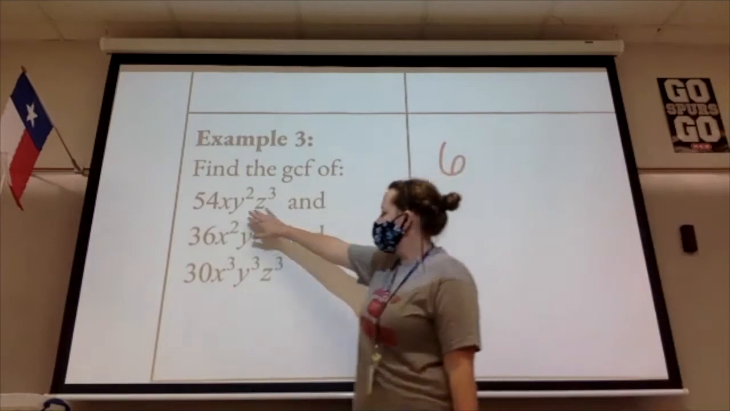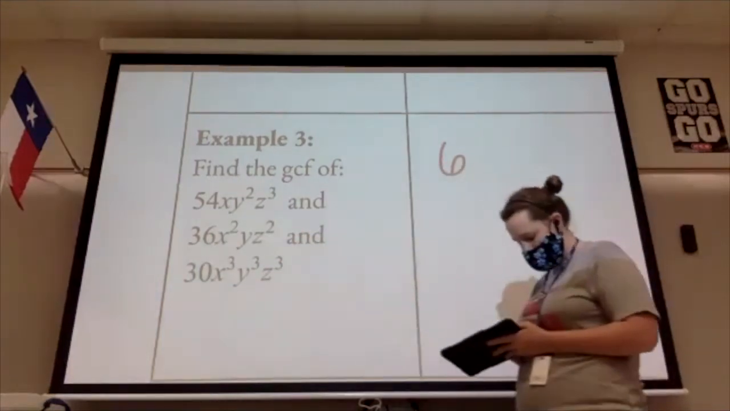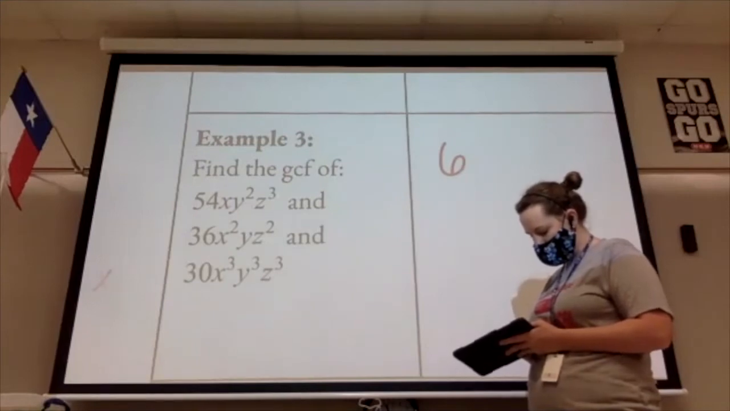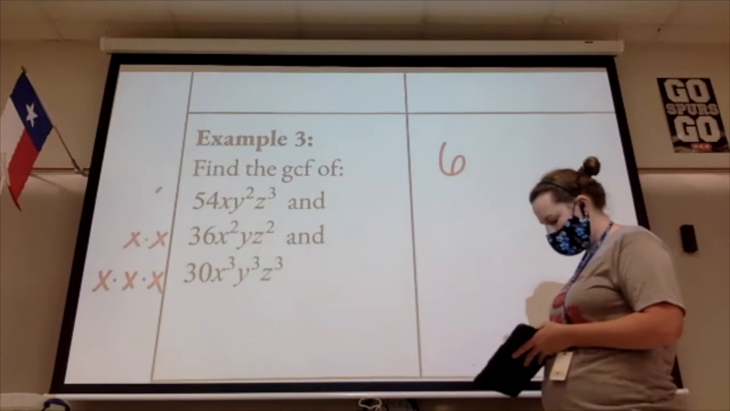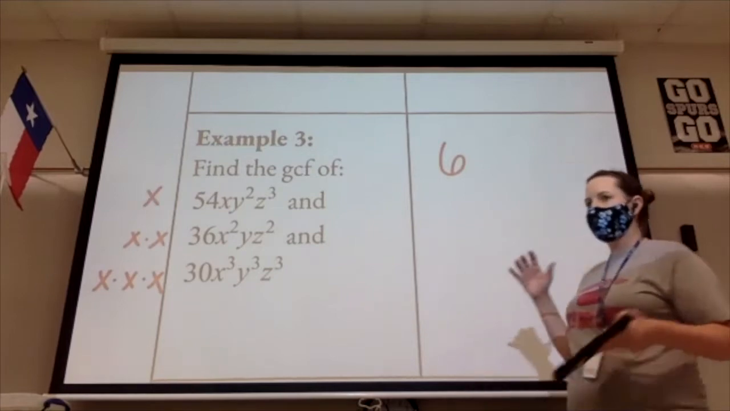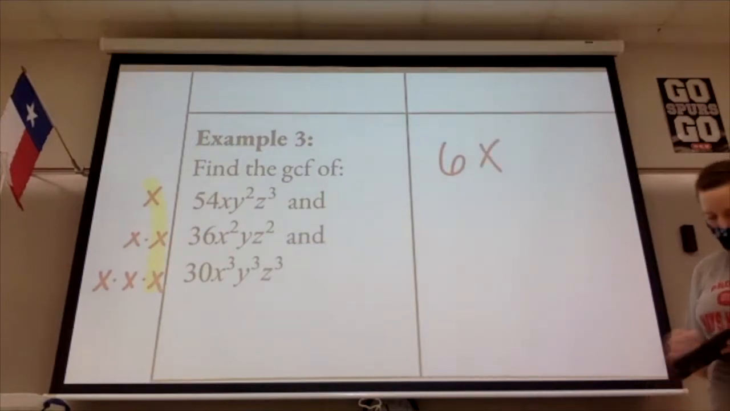Now let's look at our variable pieces. So for my x's, I have an x, 2 x's, and 3 x's. Because remember with our exponent, x cubed means that there's 3 x's multiplied together. X squared and x. So what is the greatest number that they have in common? Just one single x. So I've got an x. What about for my y's? Just one single y. And then for my z's?